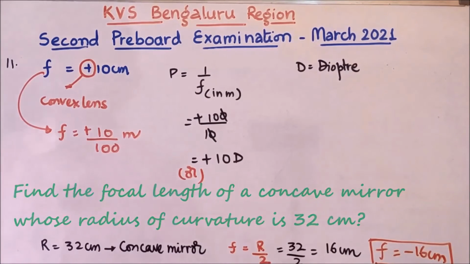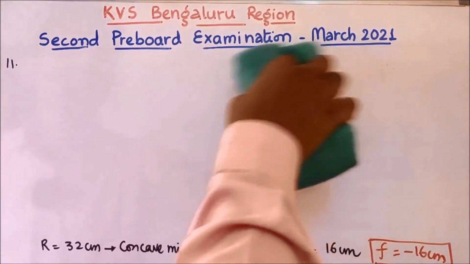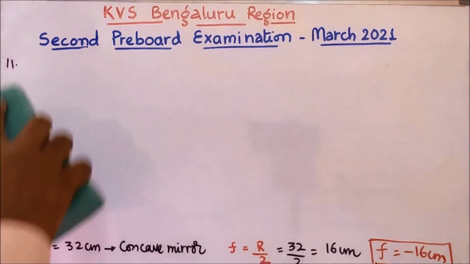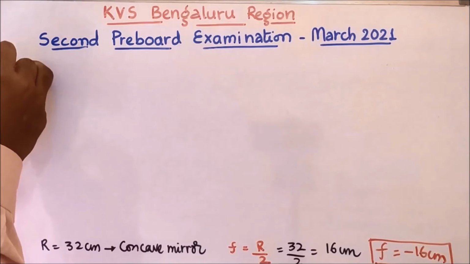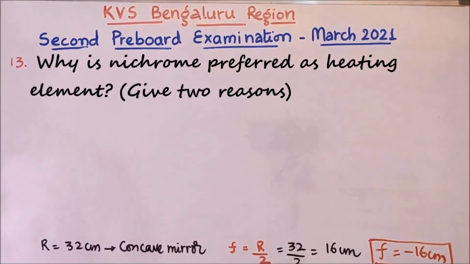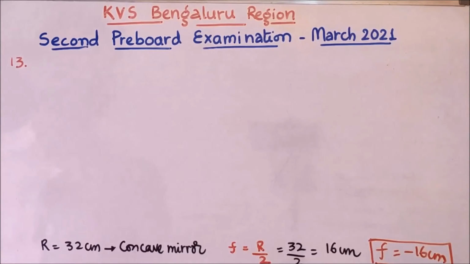So let's see the next question. If you have any doubt, please write it in the comment section. So the next question is question number 13. Let me read the question. Why is nichrome preferred as a heating element? Give 2 reasons. That means each reason will carry half a mark.